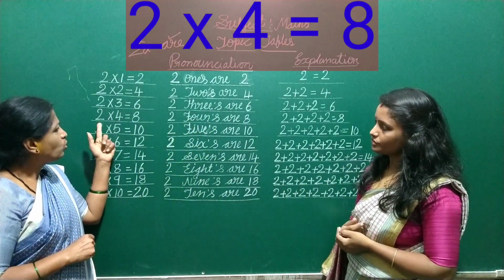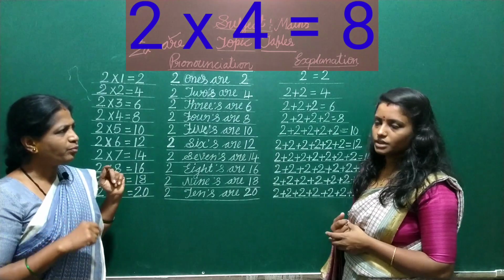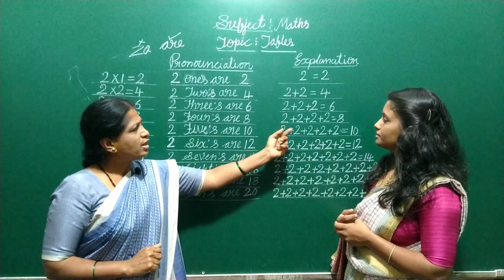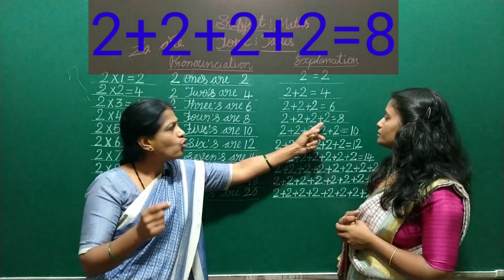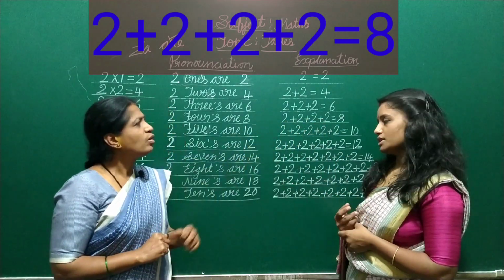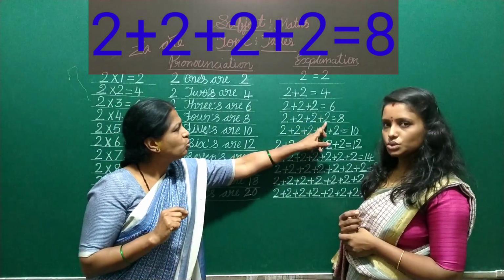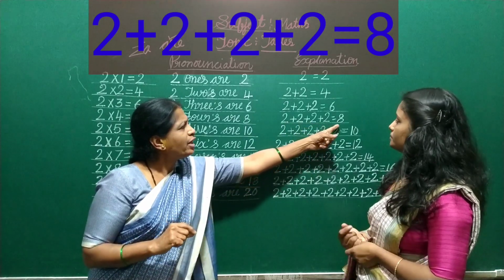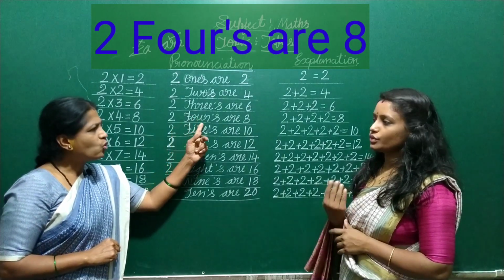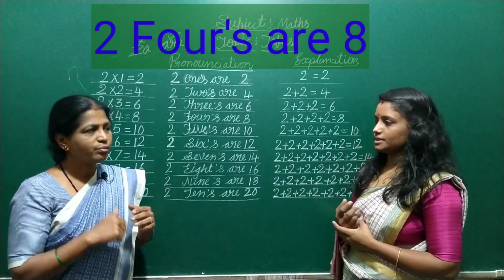Next, 2 into 4 equals 8. You can see here 1, 2, 3, 4. 4 2's are there. See, 2 plus 2 plus 2 plus 2. When you add all together, you will get 8. Isn't it? So how will you pronounce? Two fours are eight. Say, two fours are eight.